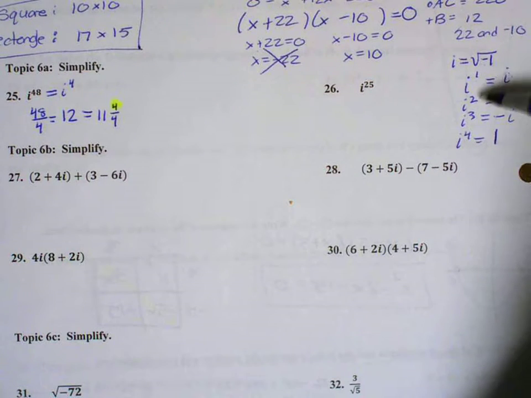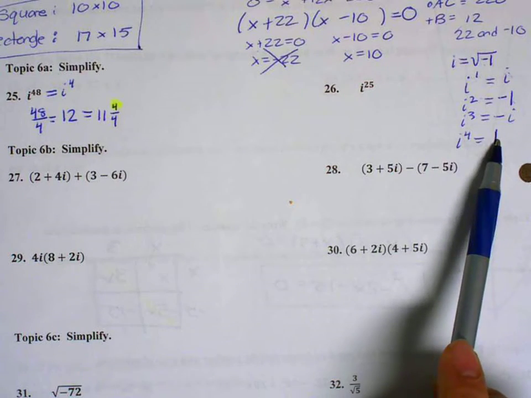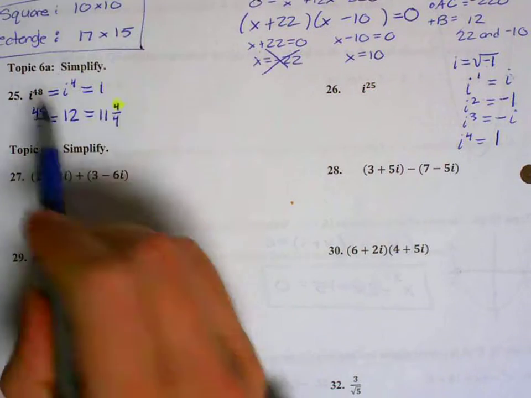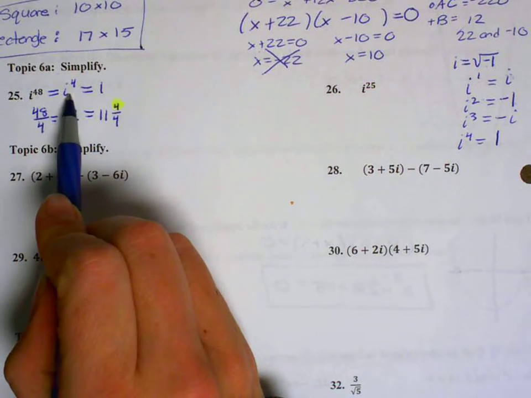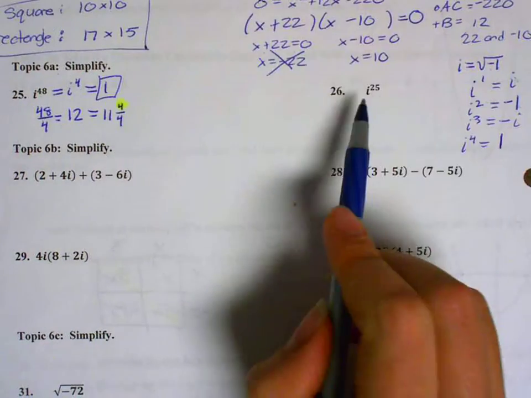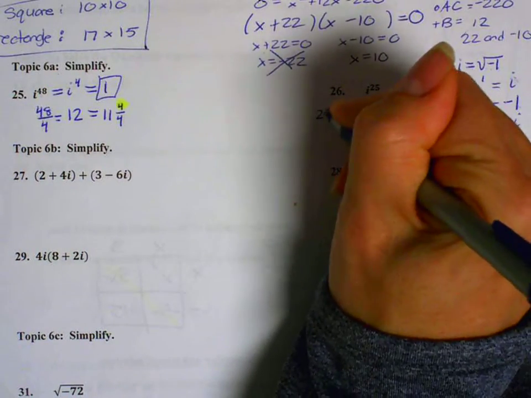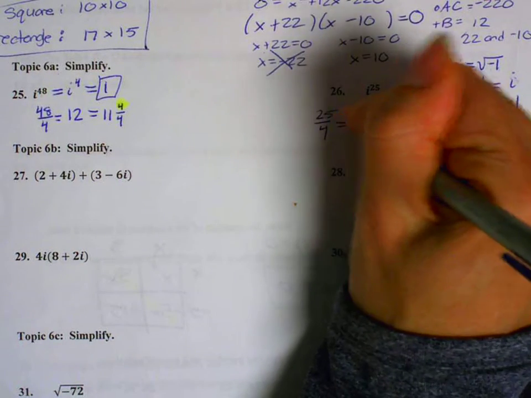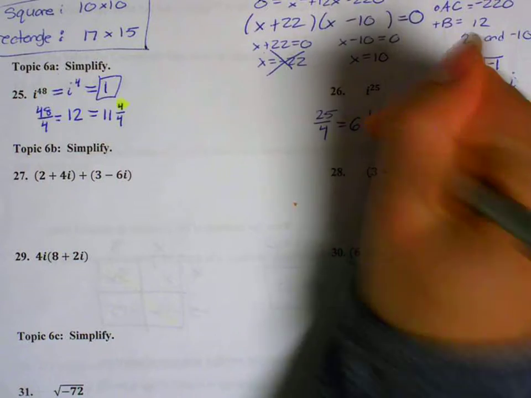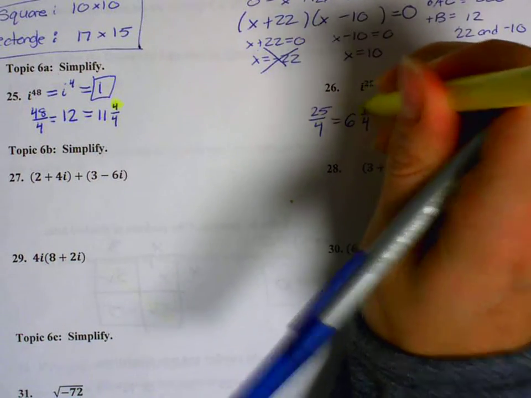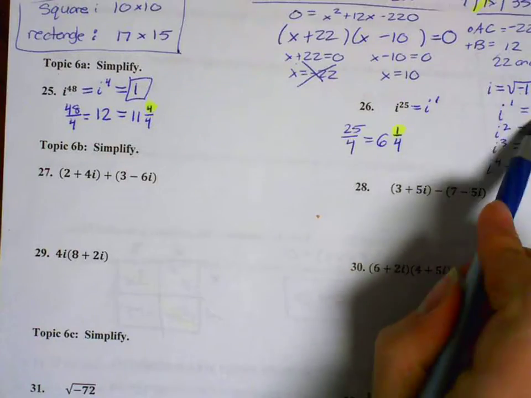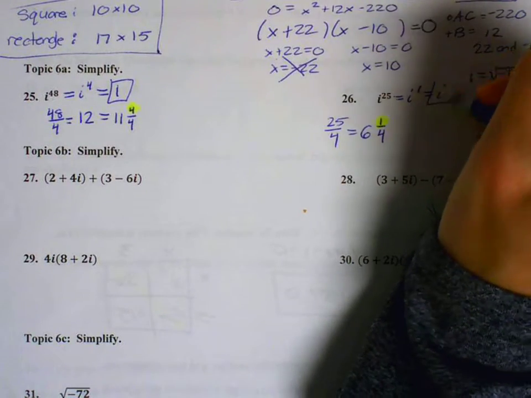So divisible, right? If I had i to the 8th, there'd be 1, 2, 3, 4, 5, 6, 7, 8. And i to the 8 would be that. It's divisible by 4. So all of your numbers divisible by 4 are just 1. So i to the 48 was divisible by 4. It's the same as i to the 4th. It equals 1. i to the 25, we would do 25 divided by 4. And when I do 25 divided by 4, I get 6 and a 1/4, 6.25, which is 1/4. That 1 up there means that i to the 25th is the same thing as i to the 1, and i to the 1 is just i.